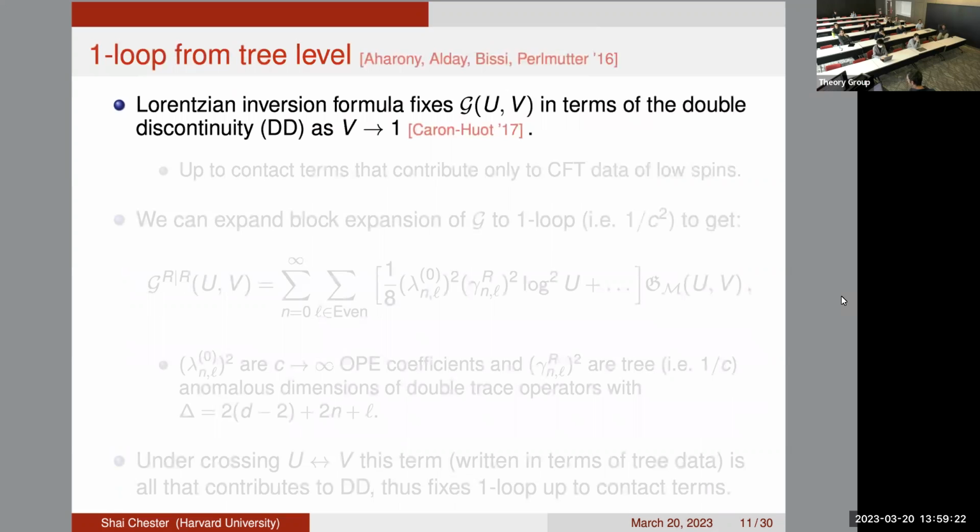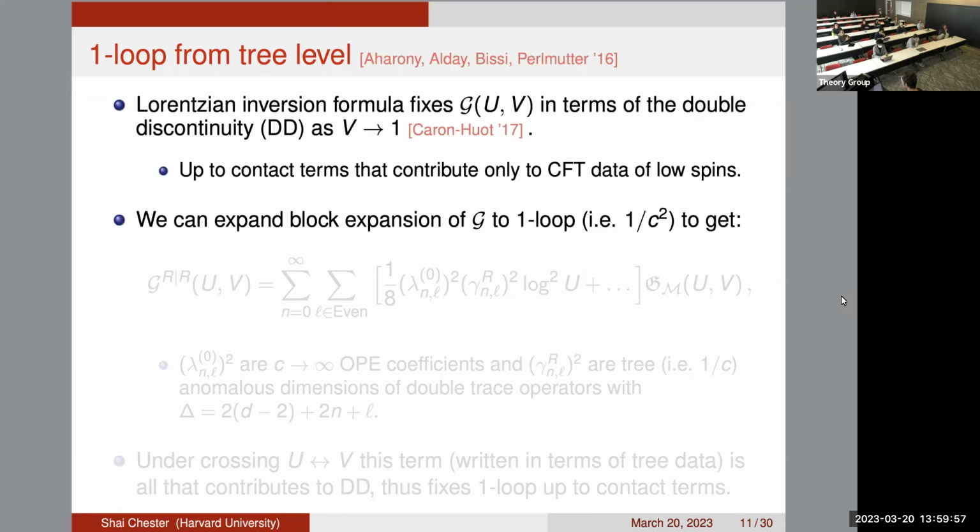Okay, so now let's talk about one loop from tree level, as discussed in this earlier paper. So how does that work? There's something called the Lorentzian inversion formula, which was discovered a few years ago, and that tells you, in general, it's a non-perturbative statement, that you can fix the full 4-point function if you know its double discontinuity in the limit where v goes to 1. A double discontinuity is something like log squared v, because each log v is a discontinuity, and you have it twice. Now there's a caveat: the Lorentzian inversion formula fixes the 4-point function up to contact terms that contribute to a finite number of states. So it doesn't fix it fully, it almost fixes it.